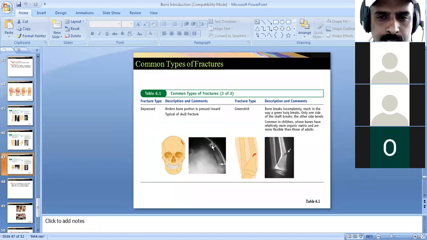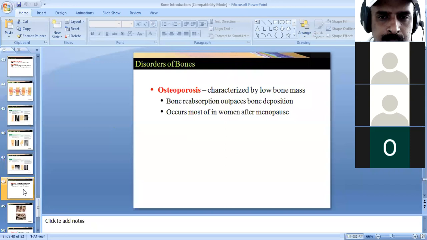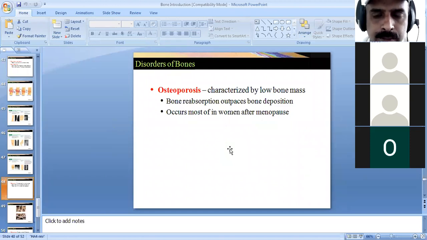Skull bone depression, when it hits, we get depressions, that is what we are going to see. Osteoporosis is characterized by low bone mass. Bone resorption outpaces bone deposition, and it occurs most often in women after menopause, after 45 years of age, the menopausal age. Bones lose calcium and strength, so they become weaker. That is what we call osteoporosis.